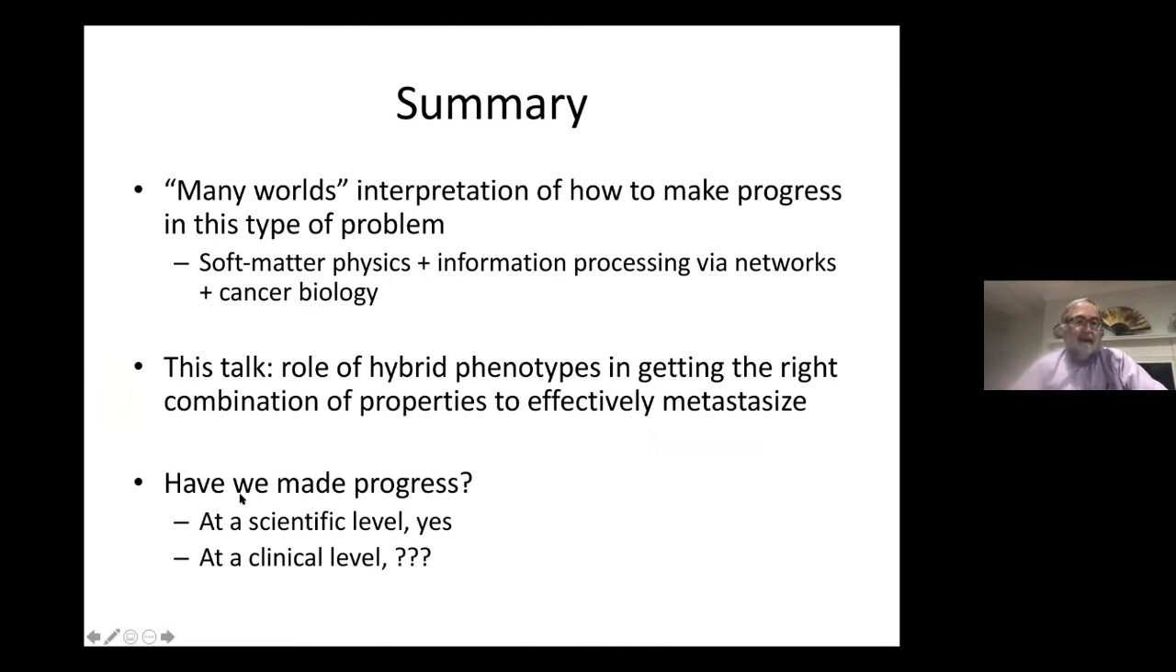And have we made progress? At the scientific level, I would say the answer is yes. And at the clinical level, I think the answer is still under investigation.